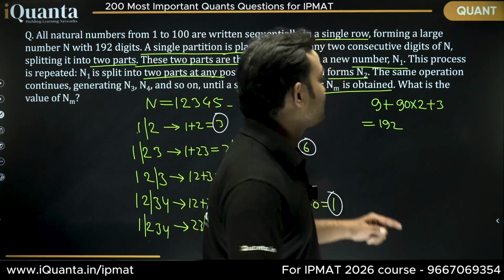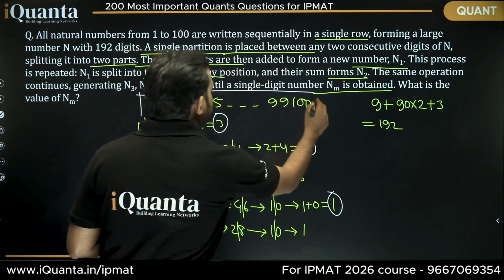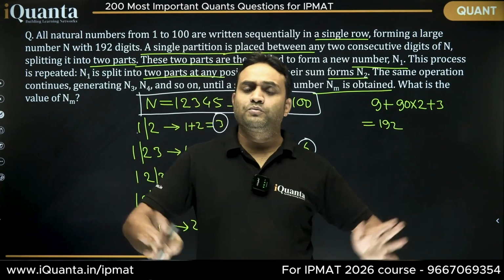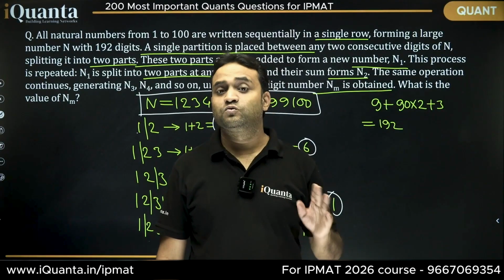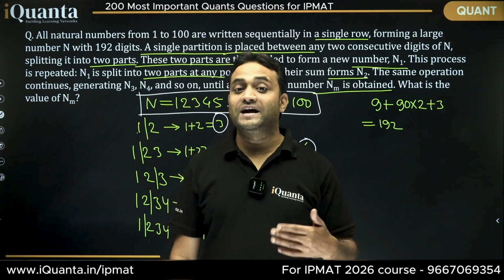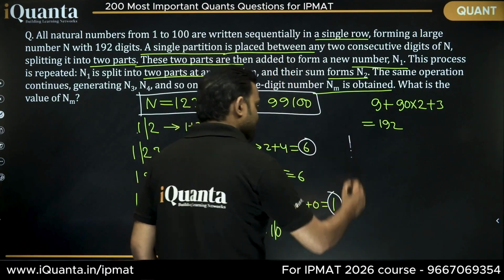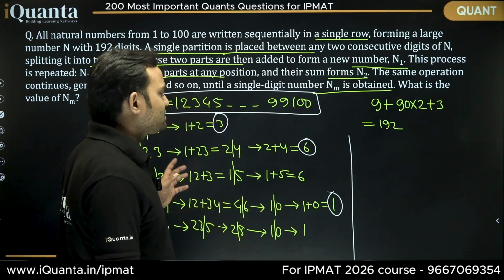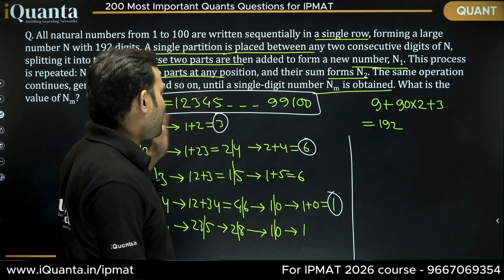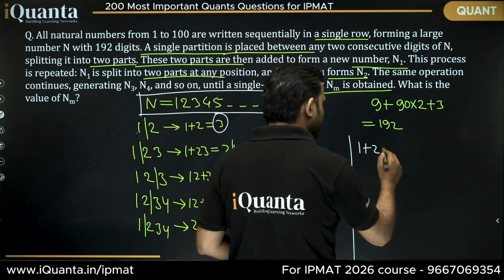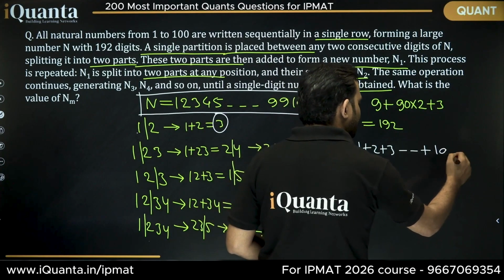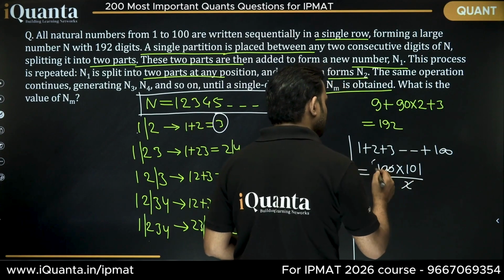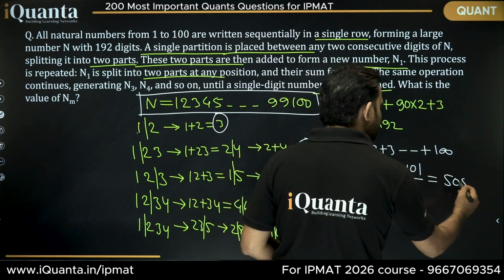So it does not matter where we start putting the partition in this number, or in what order we put the partitions. What matters is the remainder when n is divided by 9. So what is n? If I add all of these numbers, 1 plus 2 plus 3 till 100, this gives us 100 into 101 by 2, which is equal to 5050.